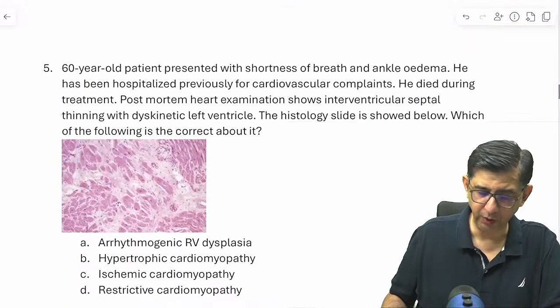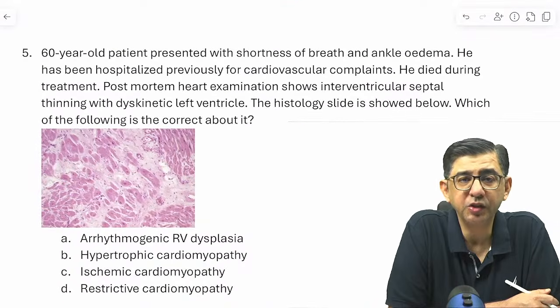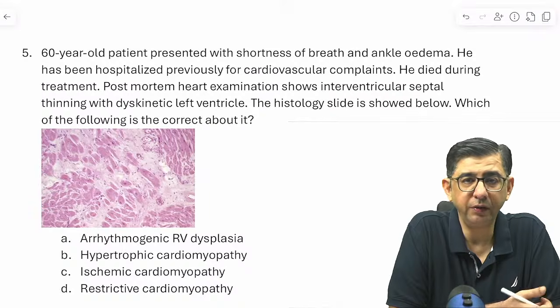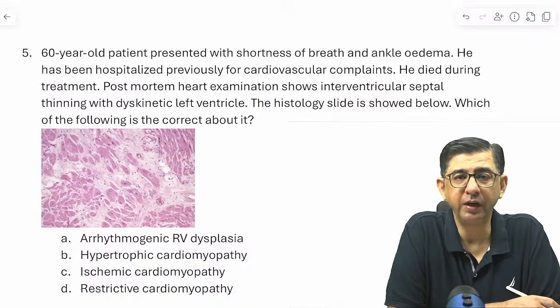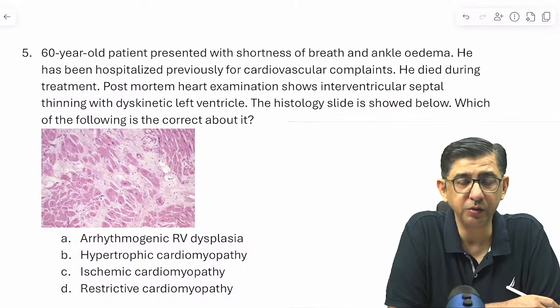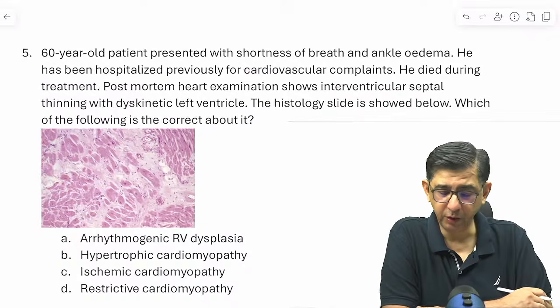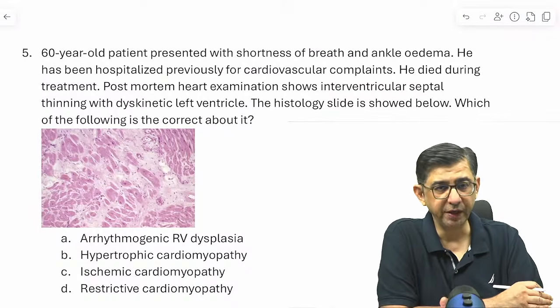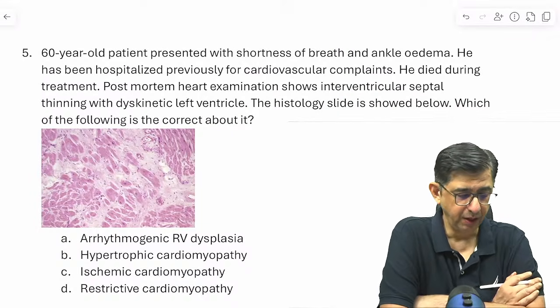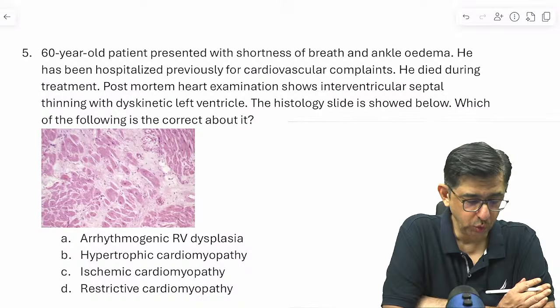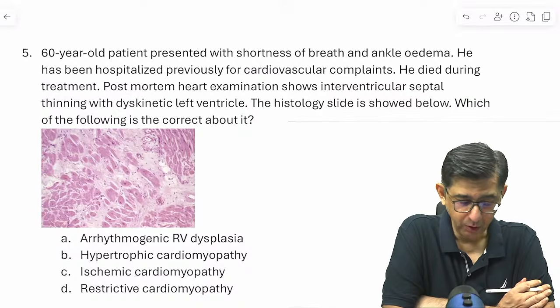We take up one more case. This patient presents with shortness of breath and ankle edema, and he has been hospitalized for previous cardiovascular complaints also. Now, the patient died, and post-mortem findings are given. Some gross findings and some slide manifestations are mentioned, and your job is to identify what can be the cause here.